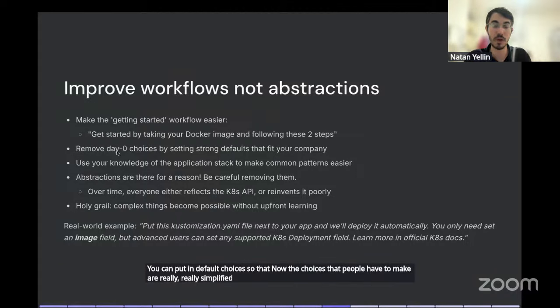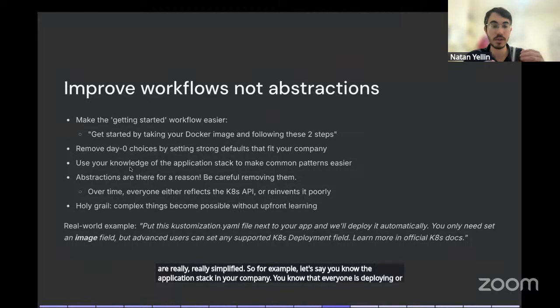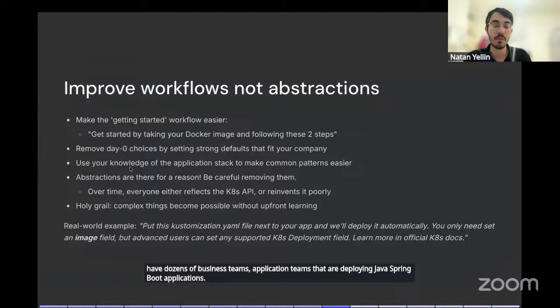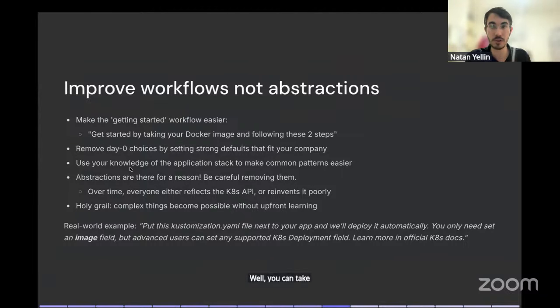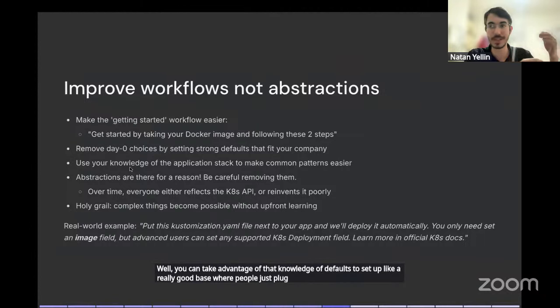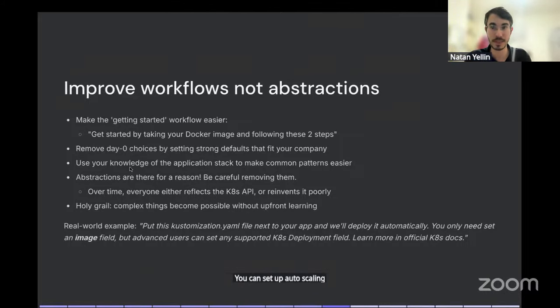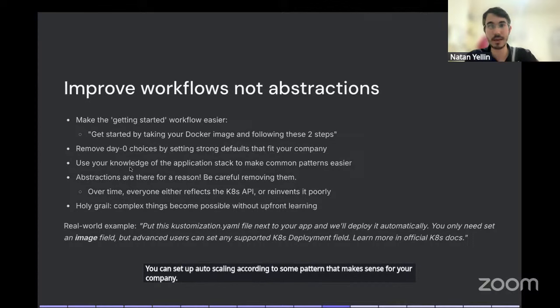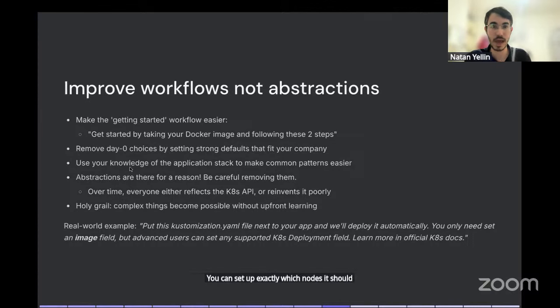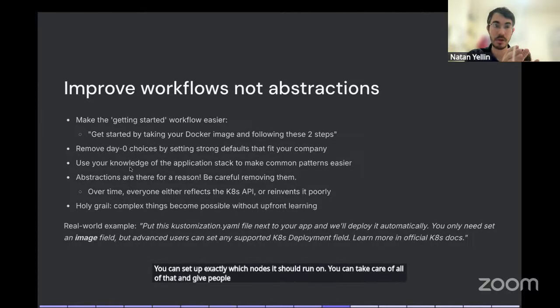For example, let's say you know the application stack in your company. You have dozens of application teams deploying Java Spring Boot applications. Well, you can take advantage of that knowledge of defaults to set up a really good base where people just plug in the Docker image. You can automatically set up the observability because you know it's Spring Boot, so you know how to scrape the metrics. You can set up auto scaling according to some pattern that makes sense for your company. You can set up exactly which nodes it should run on. You can take care of all of that and give people a really good on-ramp, again, without changing any of the abstractions, just changing that learning curve.